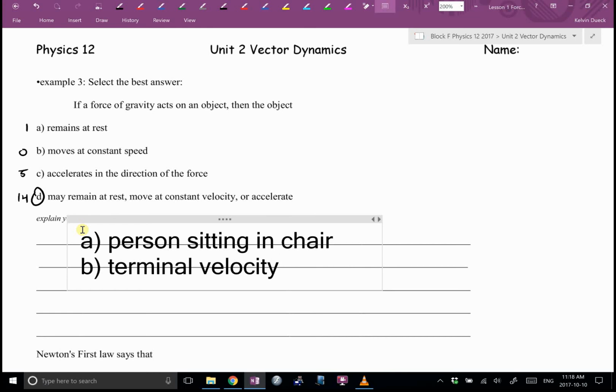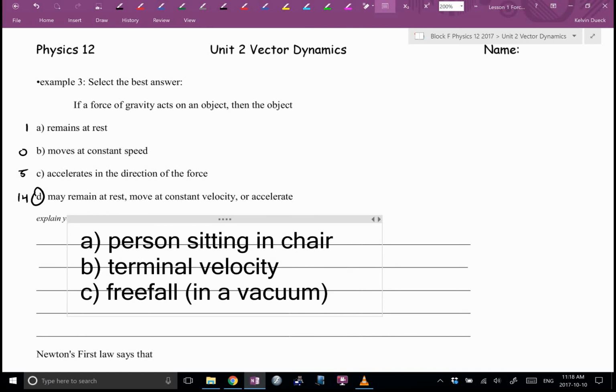Give me an example of situation C, where I could be accelerating in the direction of the force. That's accelerating in the opposite direction of the force. I mean, I'm going to say this: free fall, and I'll even put in brackets, in a vacuum. Technically. That gets rid of the terminal velocity situation.